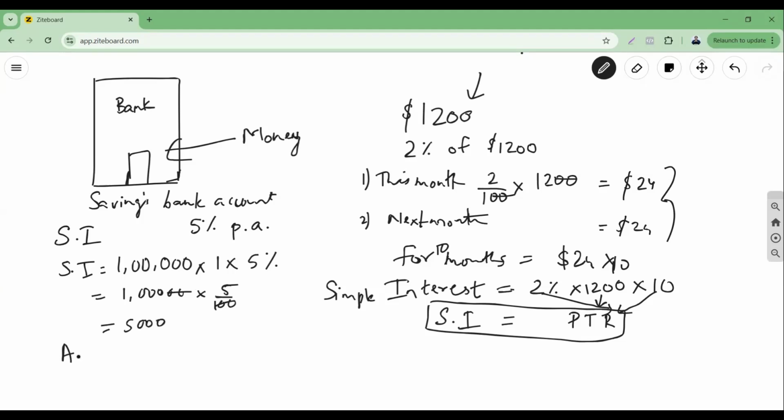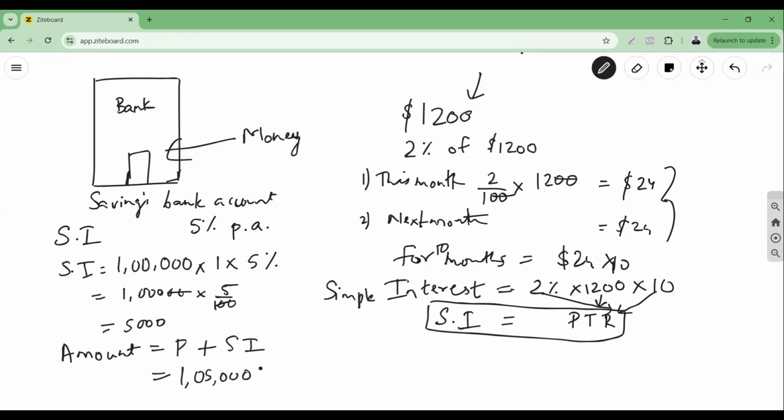So the amount at the end of the year is going to be the principal plus the simple interest. You will not only have 1 lakh, you will have 1 lakh 5,000 at the end of 1 year. I hope you understood the concept. You also understood the formula for simple interest and why and where it is used. It is very simple to understand: my money is used by somebody else, so they're going to give me some extra amount because I am not using the money that I have.